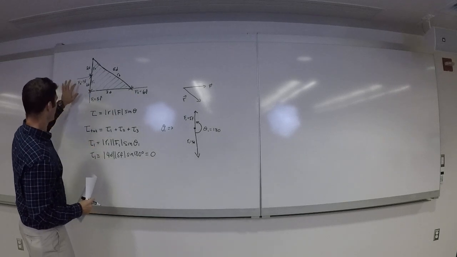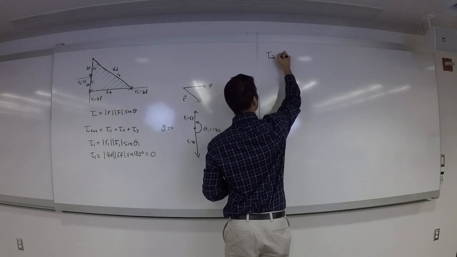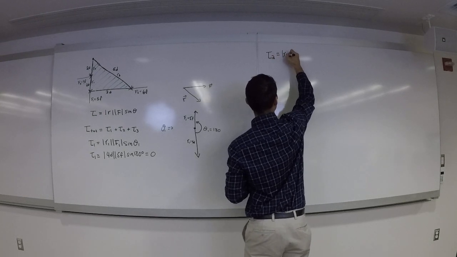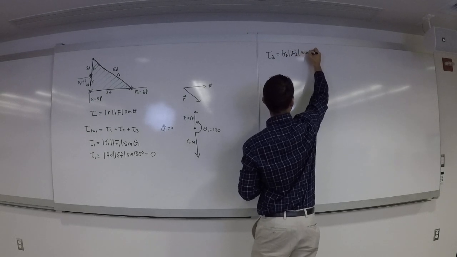Okay, so let's calculate torque number 2 and then torque number 3. So torque number 2 is R2, F2, sine of theta 2.